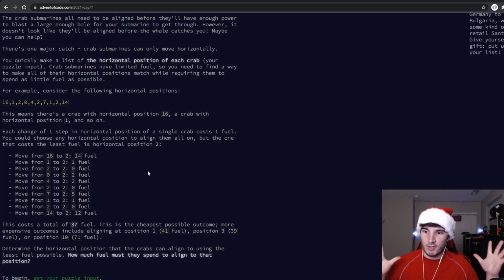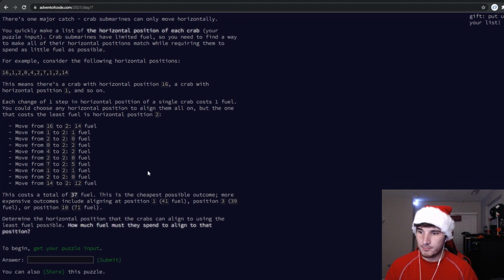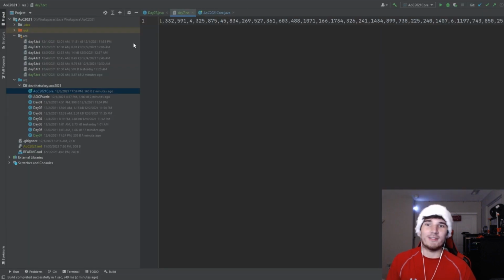So you have to condense them all to 2. This costs a total of 37 fuel. This is the cheapest possible outcome. More expensive outcomes include aligning on position 1, which costs 41 fuel. Determine the horizontal position that the crabs can align to using the least fuel possible. How much fuel? So we have to go through and figure out where they're going to align.